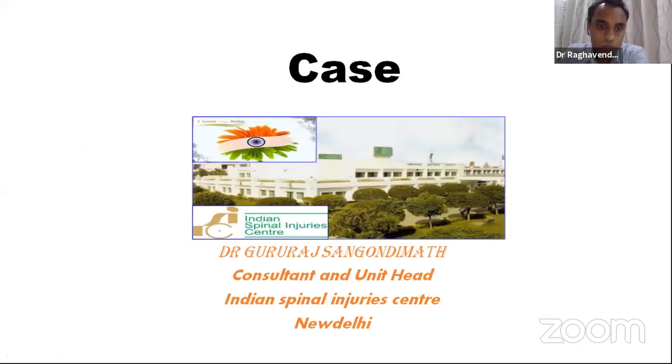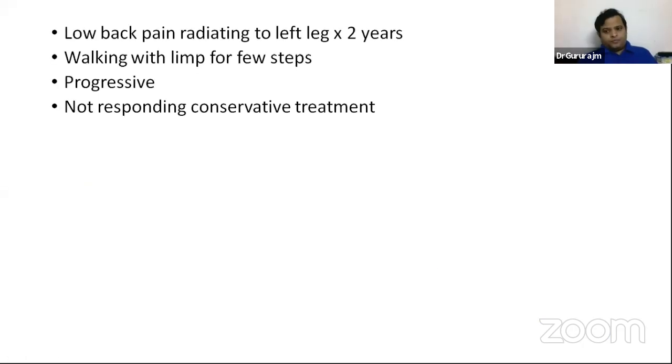So it's a 70-year-old lady who presented with typical low back pain radiating to the left leg since the last 2 years. She was walking with a limp and the walking distance was very few steps only. She had to take intermittent rest. The symptoms were progressive, the walking distance was progressively going down, and she was not responding to conservative treatment.